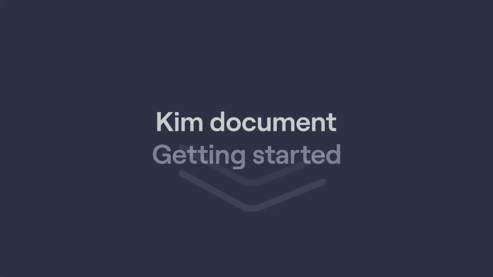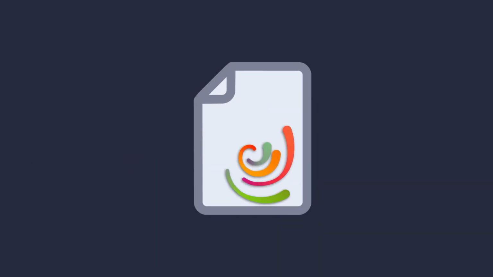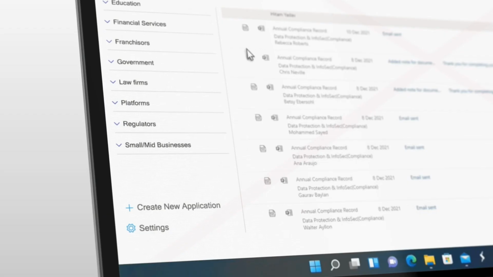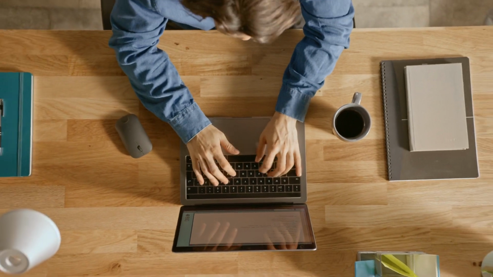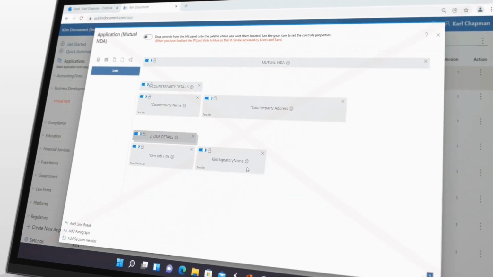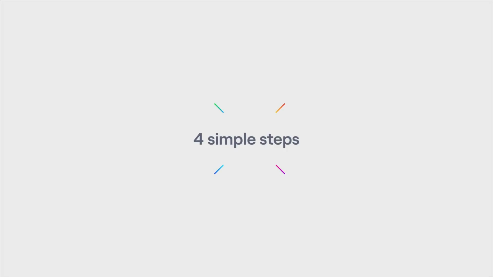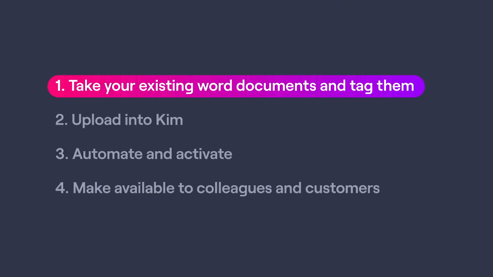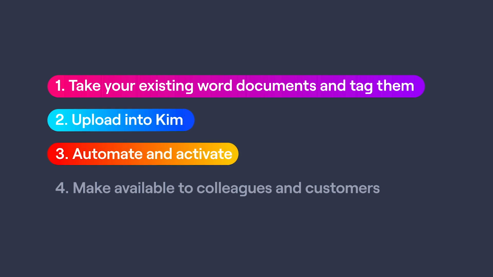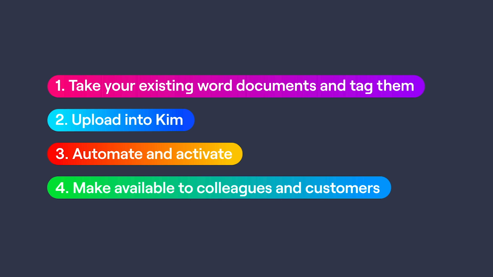Kim Document takes your existing documents and turns them into applications. So whether those documents are letters, forms, records, checklists, compliance documents, or contracts, it's very easy to take your existing documents and make them work for you. And to show you how easy that is to do, what we're going to do in the next few seconds is take an existing document and tag it, upload it into Kim, show you how you can automate and activate it, and then make it available to your colleagues and your customers.